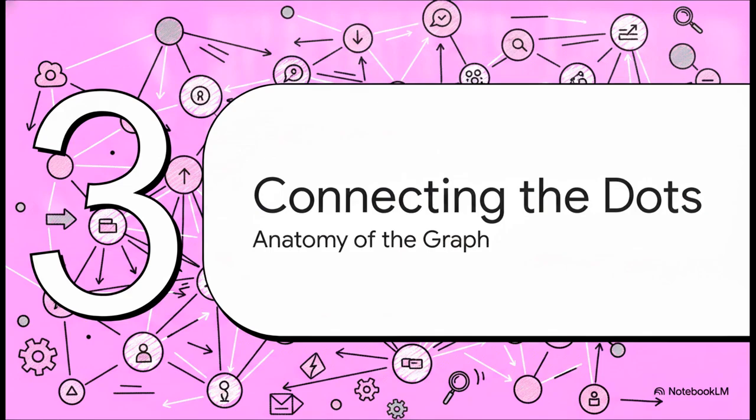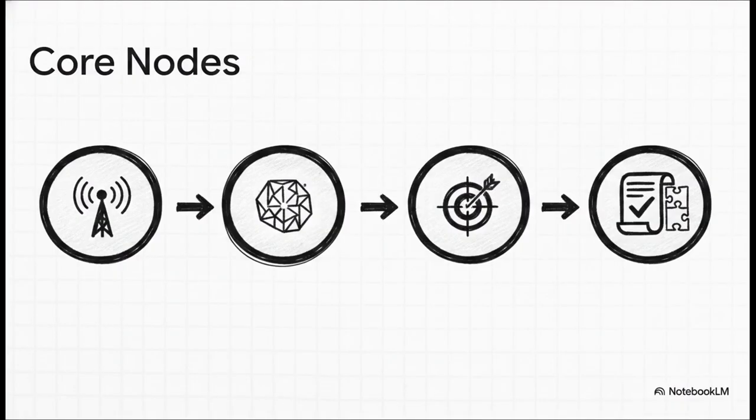Section 3. Connecting the dots, the anatomy of the graph. Let's dive into this structure. It's built on 4 core components or nodes that categorize all your intelligence. First up, we have signals. This is basically the raw data flowing directly in from your integrations, so things like Slack messages, Gong transcripts, or Jira tickets. Second, we have insights.